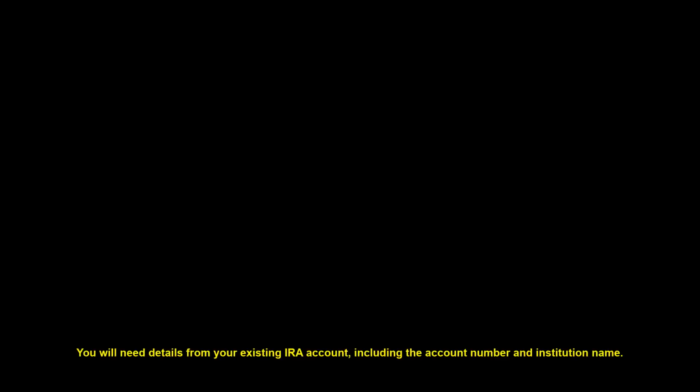To transfer your IRA with Rowe Price, start by gathering your current IRA account information. You will need details from your existing IRA account, including the account number and institution name.